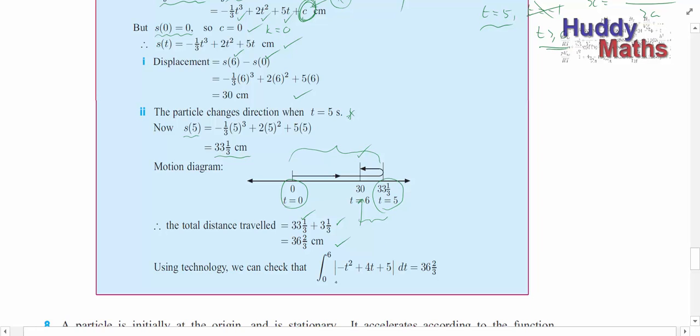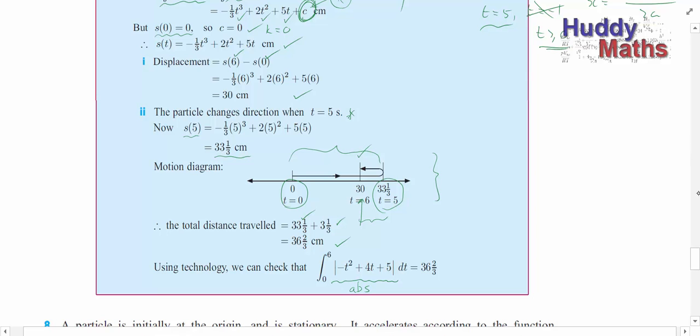And you could have done it again with technology if it's not in paper 1, because you don't have to worry with technology about this change in direction. The fact that the velocity's gone negative. We can use the absolute value of the velocity expression. So keep all those things in mind.